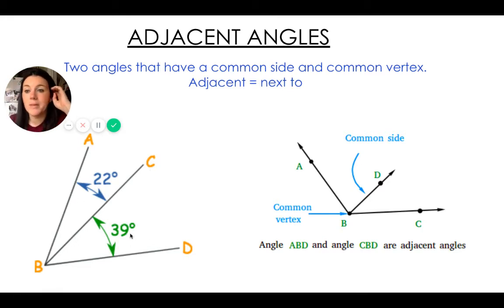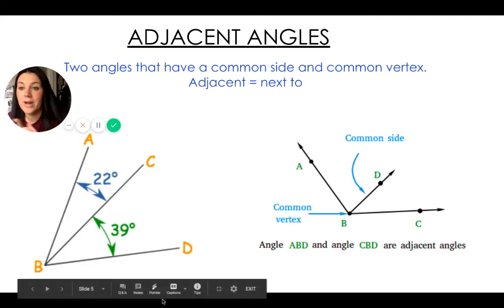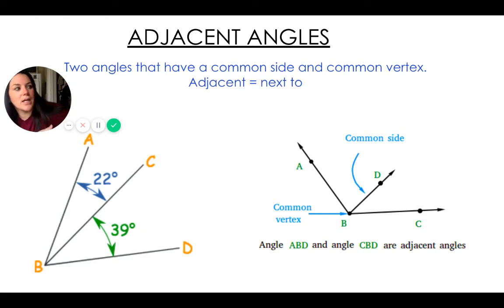They don't have to be supplementary. They don't have to be complementary. This really doesn't deal with the degree measures. This is just when two angles are right next to each other, we call them adjacent, right? If I was standing right next to Jayana, we would be adjacent to each other.